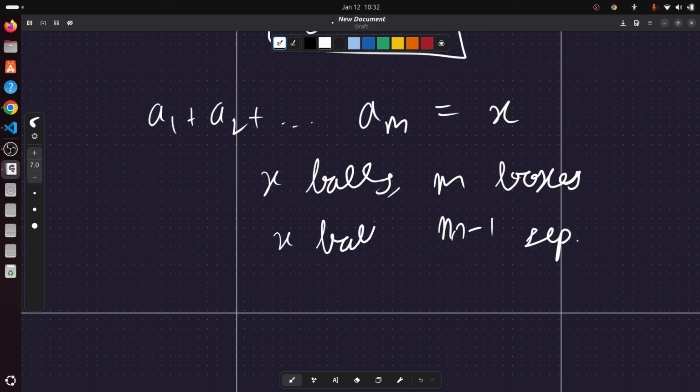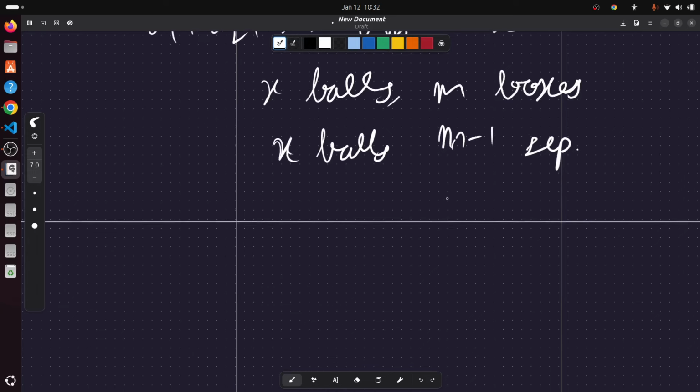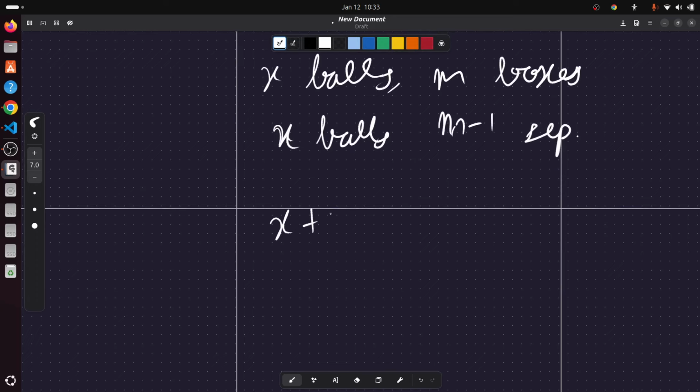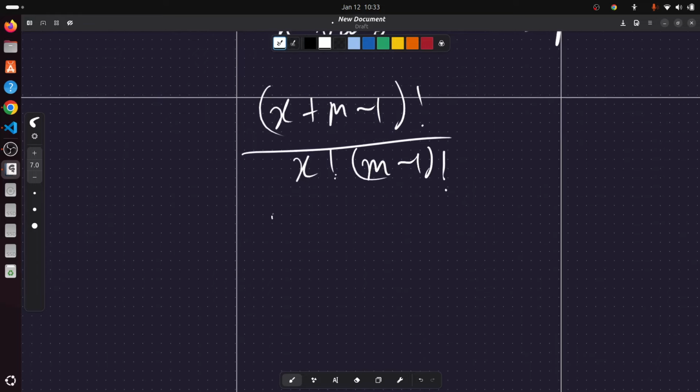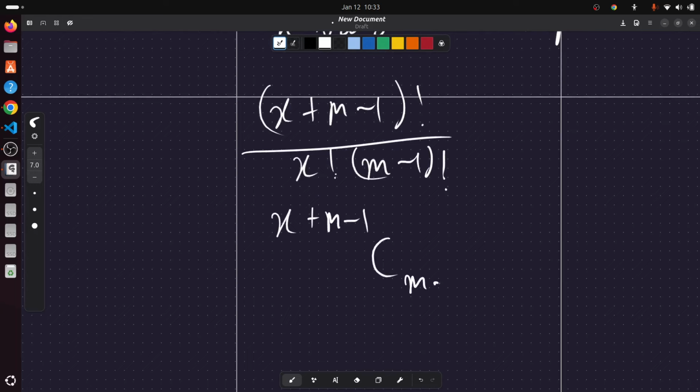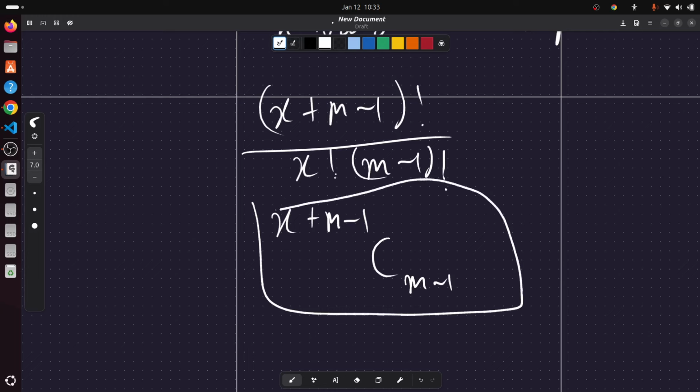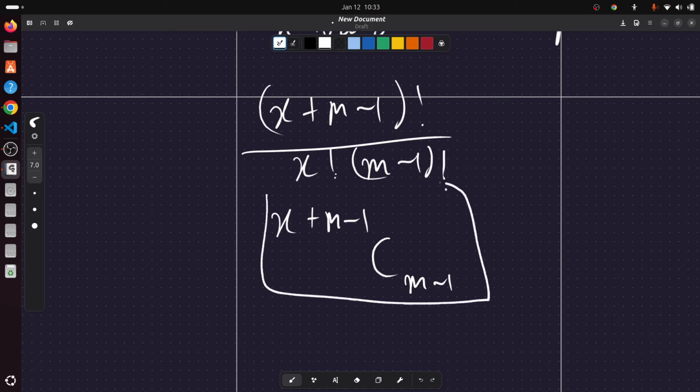and so I can rearrange them, right? X balls and m minus 1 separators. To rearrange them, in total I have x plus m minus 1 objects. So (x plus m minus 1) factorial divided by x factorial times (m minus 1) factorial, right? And actually I can write this as x plus m minus 1 choose m minus 1. This is also one way to write this, just by the formula of nCr.